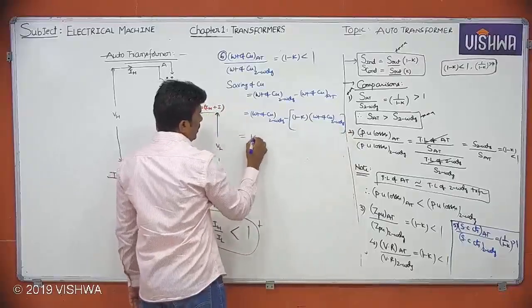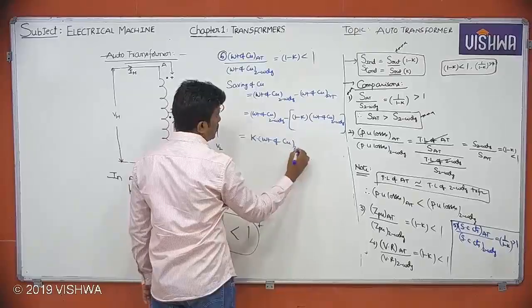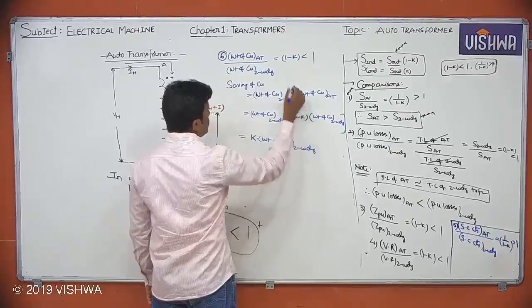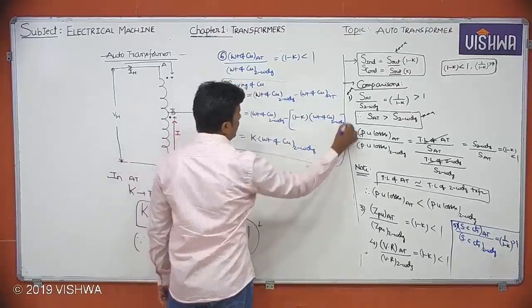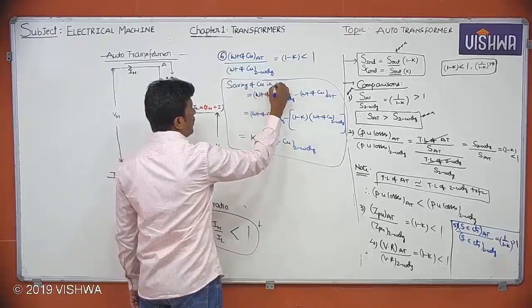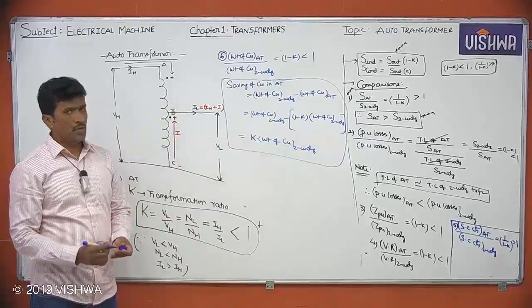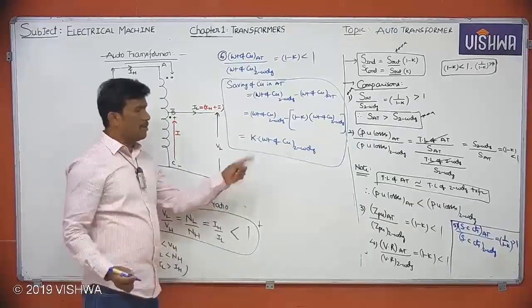So here you'll get k times the weight of copper of the two winding. So this is the saving of copper in an auto transformer, which is equal to how much? k times the weight of copper of the two winding. It's purely depending on the k value.